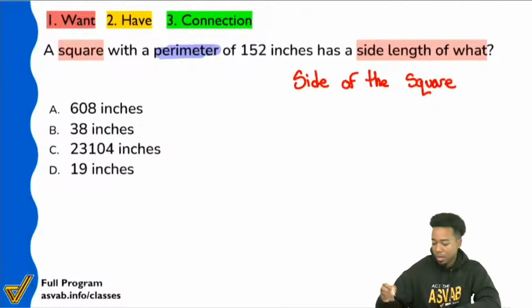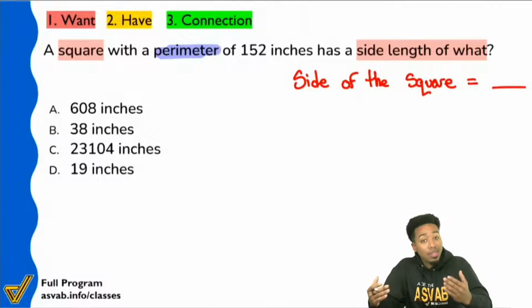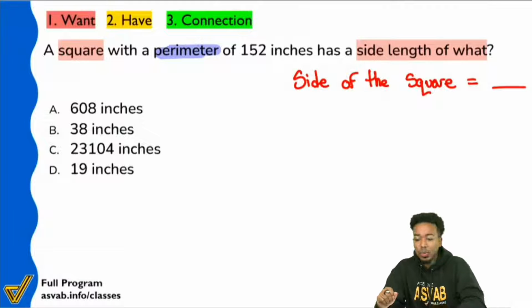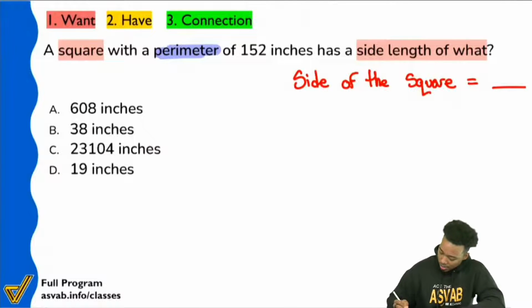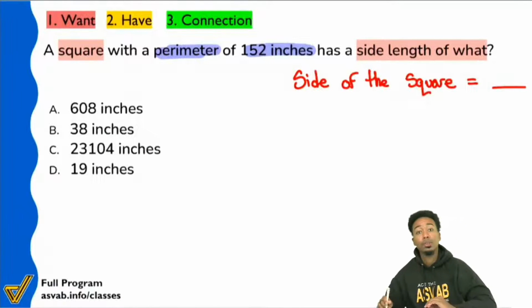That's the first thing I'm looking for. So that equals blank. Now, up next, this is where we look into the information. What information do we have to work with? What can I work with? And that's where we're going to take a look at right here, the perimeter being 152 inches.